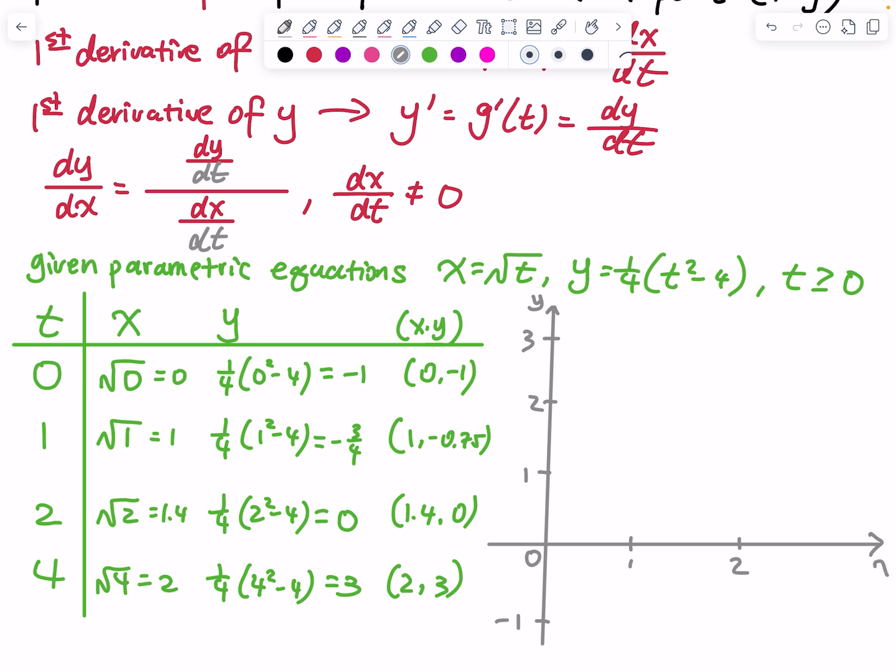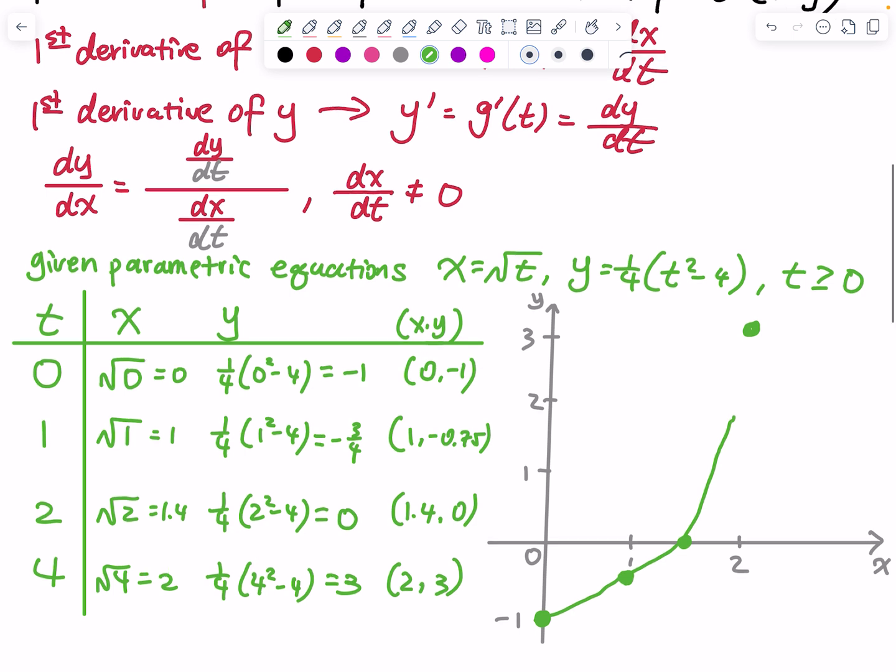Y-axis, x-axis. You don't see the t because t is a parameter. And then for the first point, t must be in ascending order, or increasing order: 0, negative 1. And then 1, negative 0.75, around there. And then 1.4 comma 0. And then 2 comma 3 all the way up here. And then we connect them. So that one looks like a parabola.